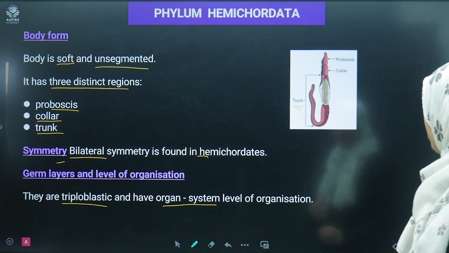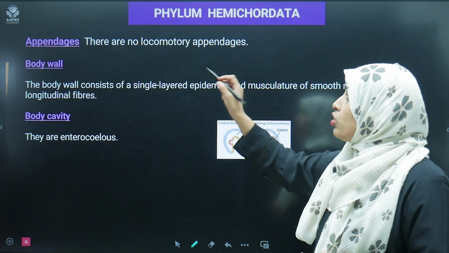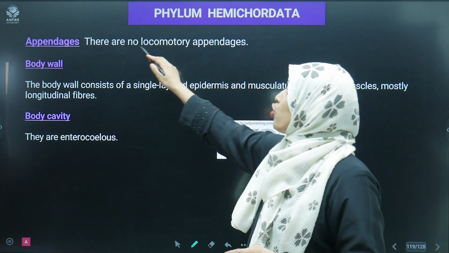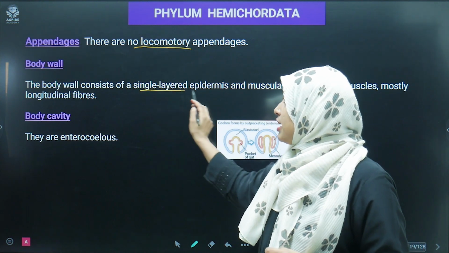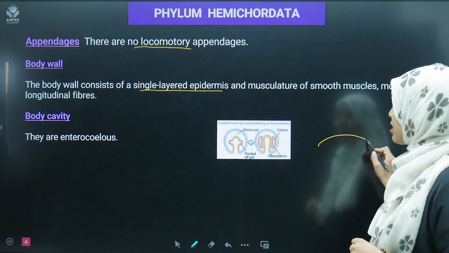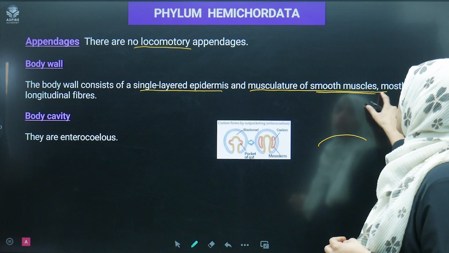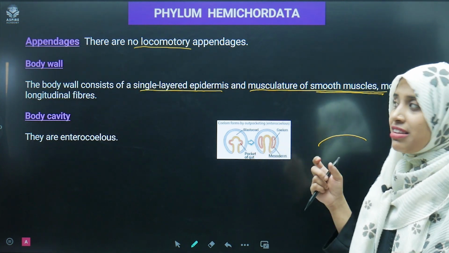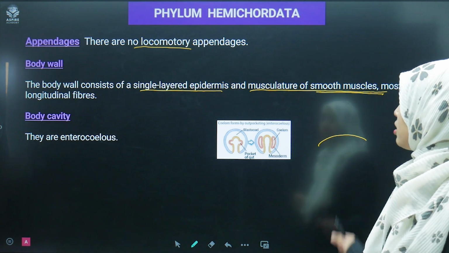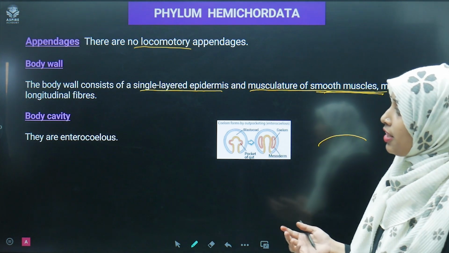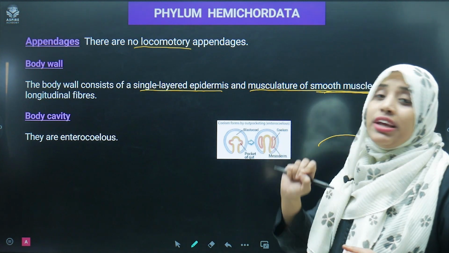Now, appendages, that means hands and legs. There are no locomotory appendages. For locomotion, they don't have any hands or legs. How is the body wall? The body wall consists of a single layer of epidermis. And musculature, that means the muscles, are smooth muscles. The muscles are made up of smooth muscles, mostly longitudinal fibers. So that means there is an outer epidermis, then the musculature, and the body cavity.